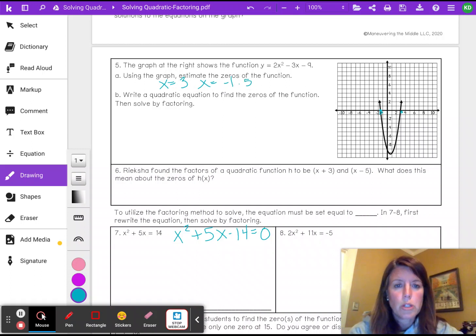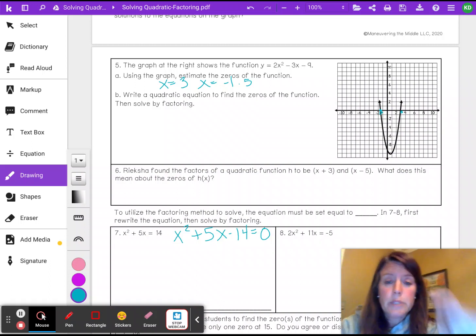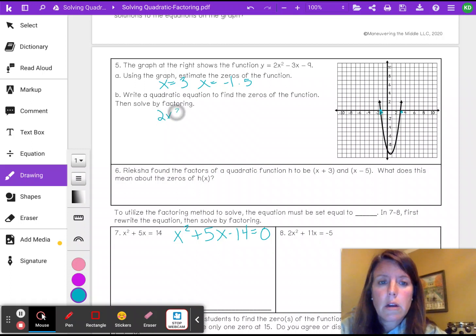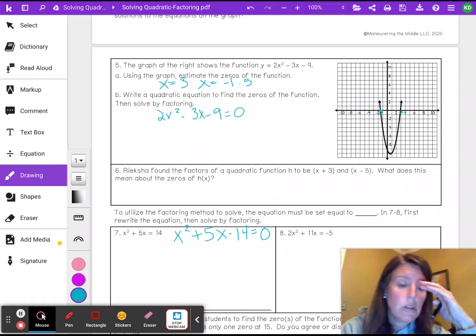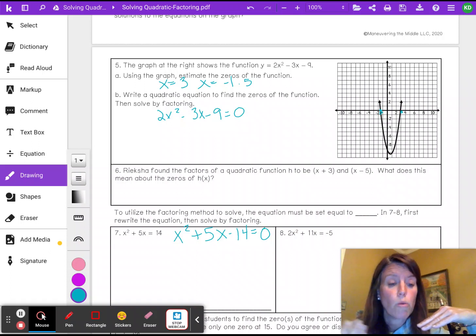Okay, so now I'm going to rewrite this equation in standard form, then solve it by factoring. So 2x squared minus 3x minus 9 equals 0. Don't forget, you need to set it equal to 0. So this is one of those where our leading coefficient is greater than 1. A is not equal to 1. So this is where we have to multiply 2 times negative 9, and that's our product. So product of negative 18, and then a sum of negative 3.